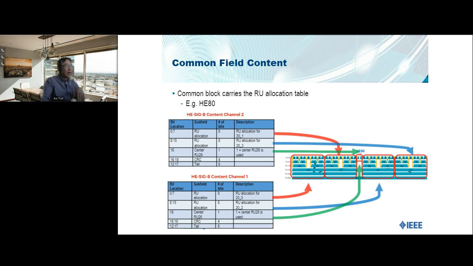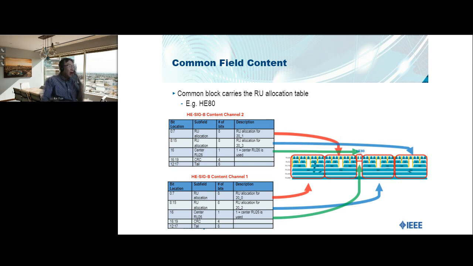By the way, in the 80 MHz tone plan, there is one center RU26. It crosses both the lower and higher halves. In these cases, this RU26, especially what is called the center RU26, is signaled in both content channels.